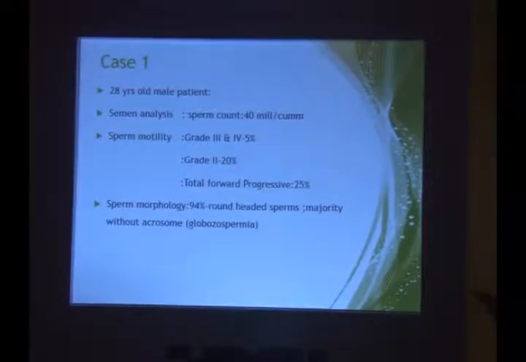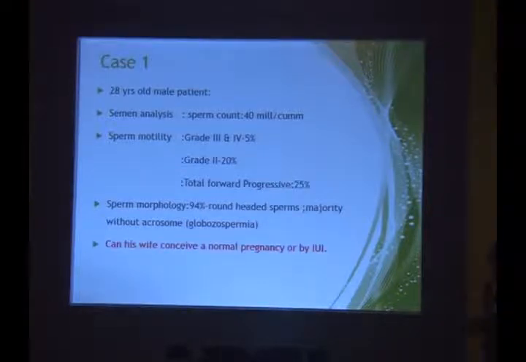Now we have one more case. A 28-year-old male patient, count 40 million, sperm motility is good, almost 25% total progressive motility, but morphologically the majority of sperms are round-headed sperms, so they don't have an acrosome. Can he conceive with a normal pregnancy or IUI?